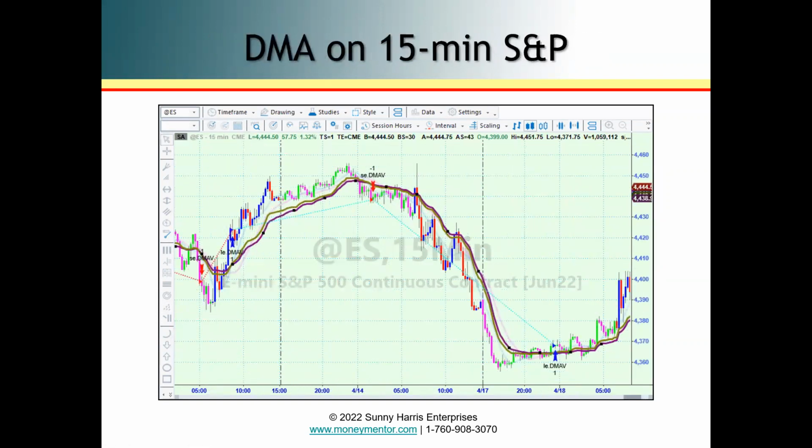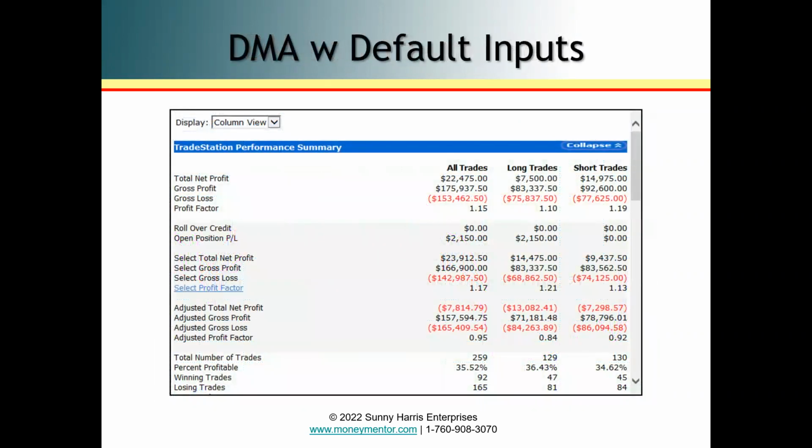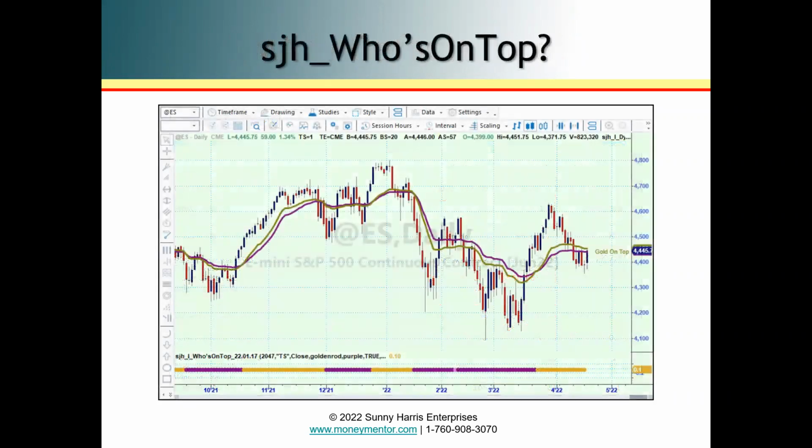Here is the dynamic moving average on the same chart we looked at before, and look how many fewer signals there are. There's a long, an erroneous short, and then the long towards the end of the chart, and a sell that holds all the way through that down move, and then a buy signal. And this one, no optimization, no changing inputs, nothing, makes 22,475. So 4,000 or 22,000. And that's why I use it.